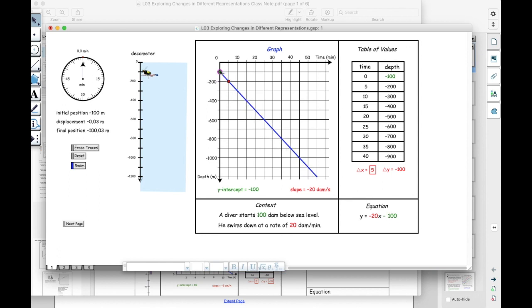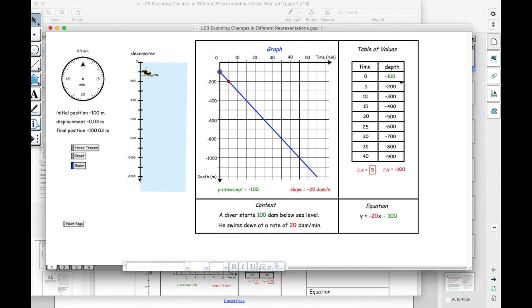So we shift it up, and then the initial condition has changed. And the initial condition in the equation is the constant sitting on the end. So this is updated, but the slope hasn't changed. It tells us where the diver is starting, 100 meters below sea level. That's changed, but the rate at which the diver is swimming hasn't changed.